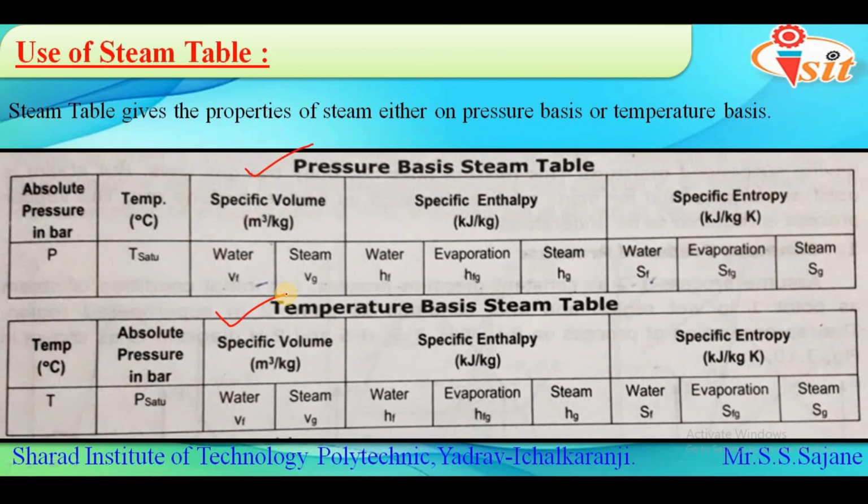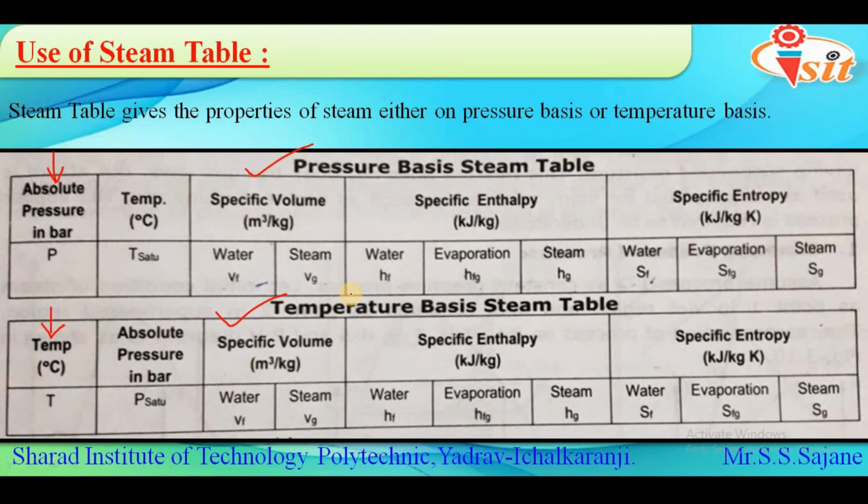Thus in the steam table we have the different properties of steam, such as the saturation temperature and saturation pressure, then again the specific volume, specific enthalpy, and specific entropy. In the given steam table, if we have the absolute pressure in bar as the first column, we call it the pressure basis steam table, whereas if the first column is the temperature, we call it the temperature basis steam table. In this slide you can see how the pressure basis as well as the temperature basis steam table is given.